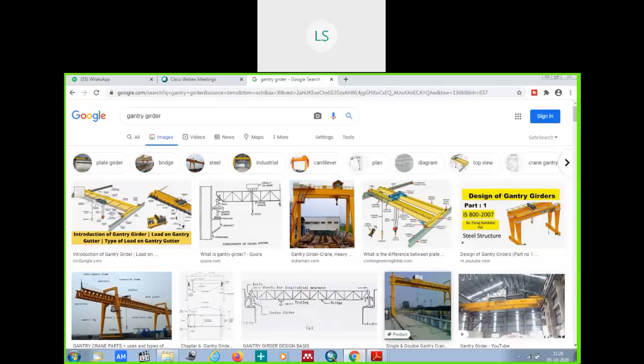If I show you gantry girders. So today we are going to start with gantry girders. Okay, so what are gantry girders? If you see in these figures, what are gantry girders?